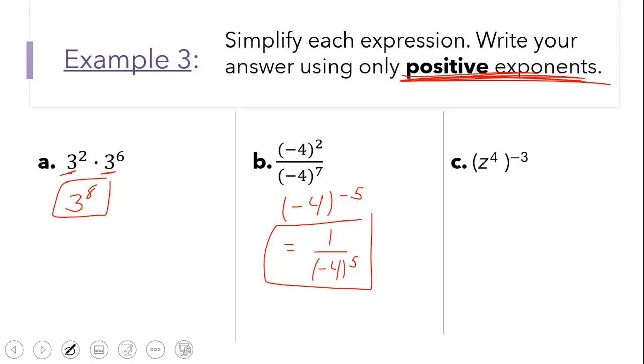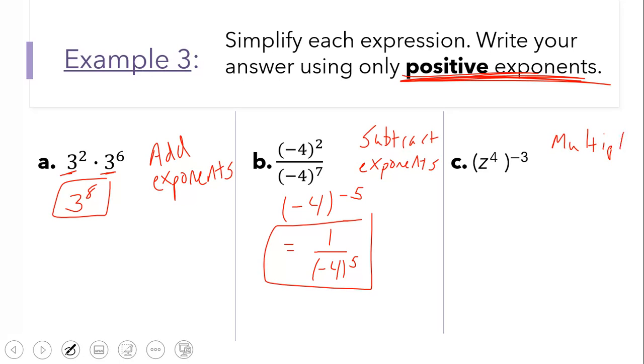And our final example here, letter C, this is power to a power. So we're taking z to the 4th, and we're raising it to the negative 3rd power, so you have to multiply the exponents here. So we had an adding of exponents in our first example. We subtracted the exponents in our second example. And in our third example here, we need to multiply the exponents. So we're going to get z to the negative 12th power. Once again, we don't want that negative exponent, so we're going to slide it down to the denominator. We're going to get 1 over z to the 12th as our simplified answer.